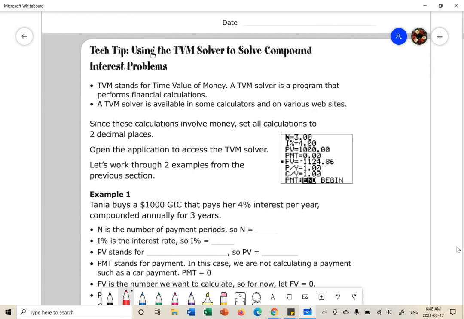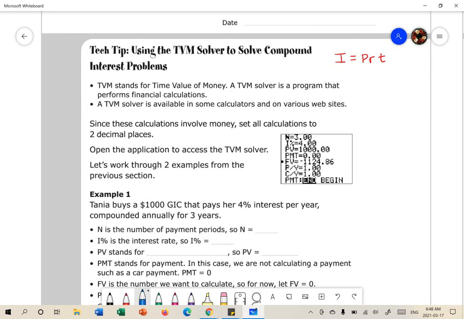We don't use a TVM solver to solve simple interest problems because we know that we just use the formula I is equal to PRT. For compounding interest, we would multiply the same values together. However, our principal value would alter. Our principal value is the principal plus the interest from the previous compounding period.